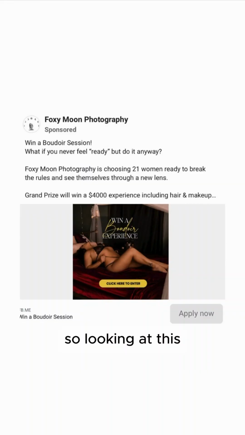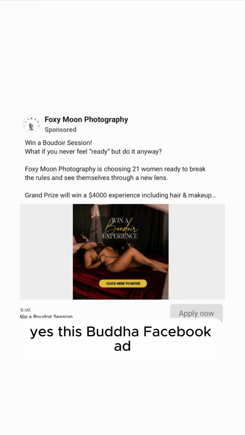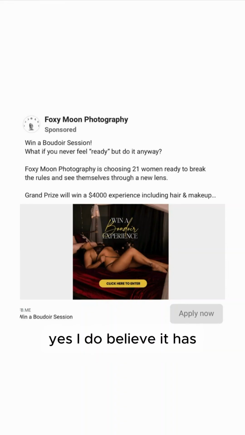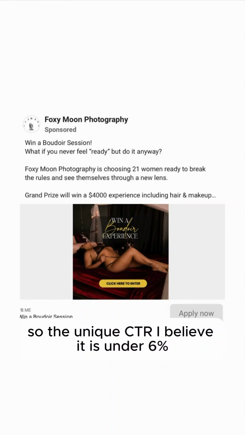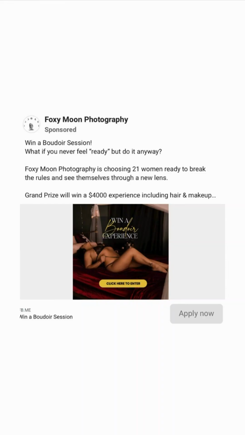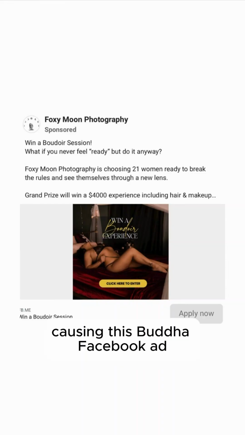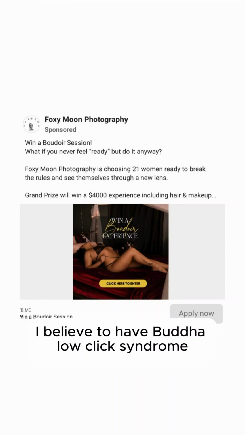So looking at this, yes, this Boudoir Facebook ad, yes, I do believe it has the unique CTR all I believe is under 6%, causing this Boudoir Facebook ad, I believe, to have Boudoir low click syndrome.